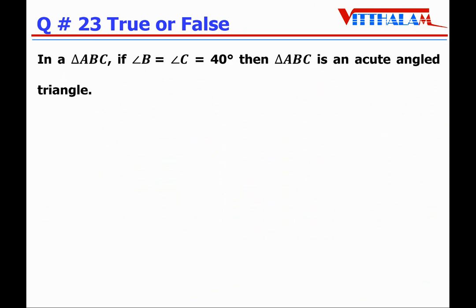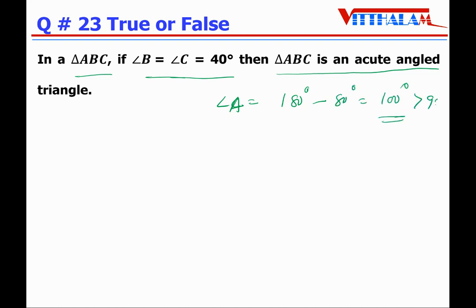In triangle ABC, angle B equals angle C equals 40 degree. Then triangle ABC is an acute angle triangle. Let's see the third angle, angle A. It is 180 minus the sum of these two, that is 2 into 40, so 80 degree. Therefore, it is 100 degree, which is greater than 90. So this triangle is obtuse, while it is said to be an acute angle triangle. So it is false. Next.